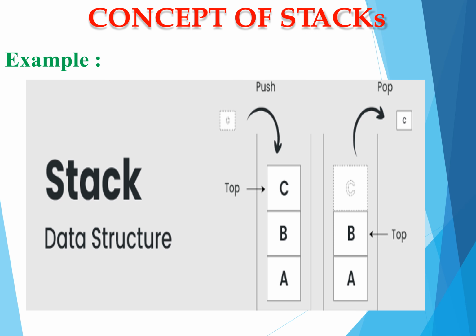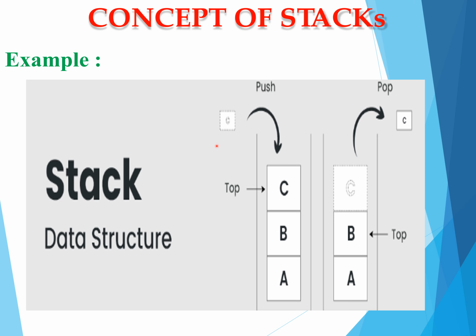So this diagram is an example of the stack data structure, where you can see two diagrams. The first diagram has three elements in a stack and the second diagram has two elements in a stack. In the first diagram, the top indicates the top element of the stack, that is nothing but C.